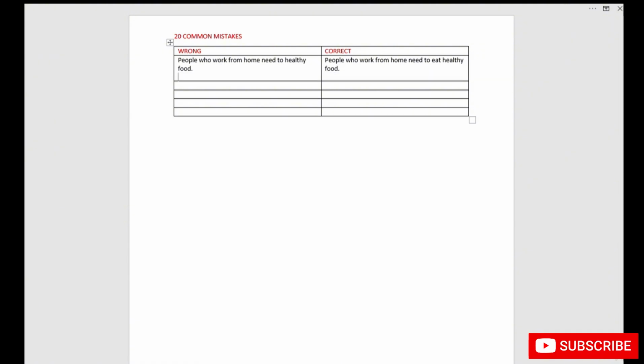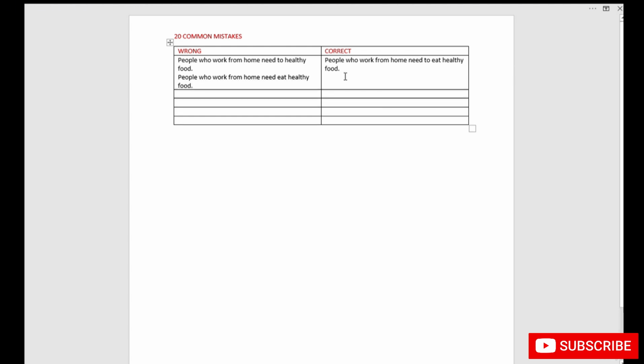Now, another perspective of looking at this is that people who work from home need eat healthy food. This would be wrong as well because you cannot use 2 verbs like that, so you should use infinitive. And the correct version, it's the same like this. We need to in here. So people who work from home need to eat healthy food. Just don't forget that you cannot use 2 verbs like that, side to side, without gerund or infinitive.